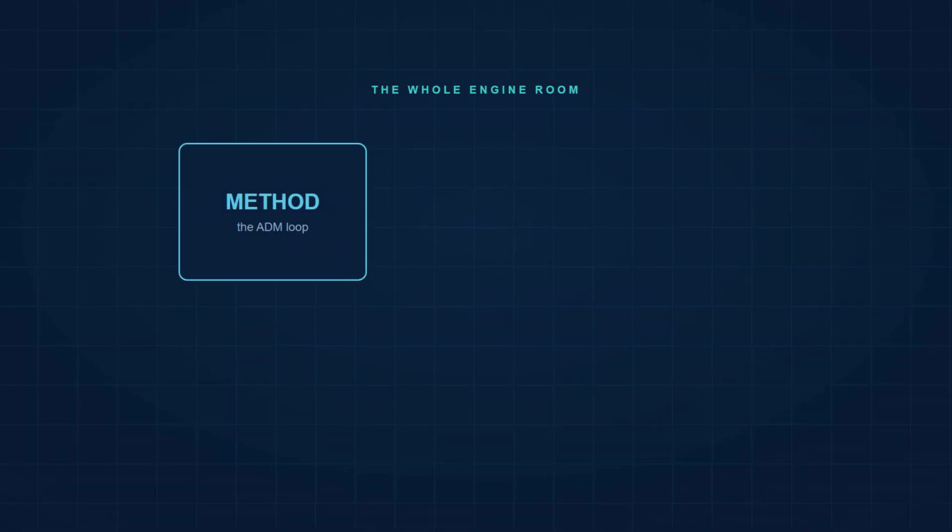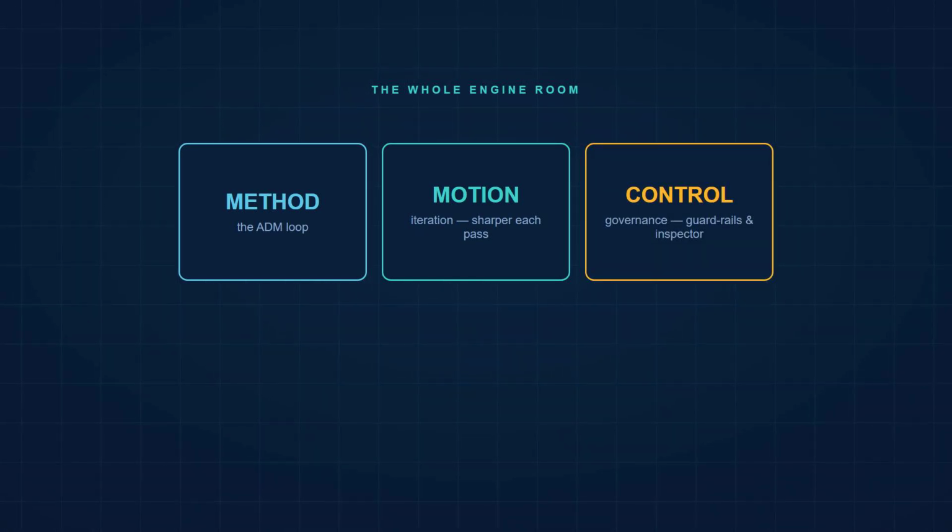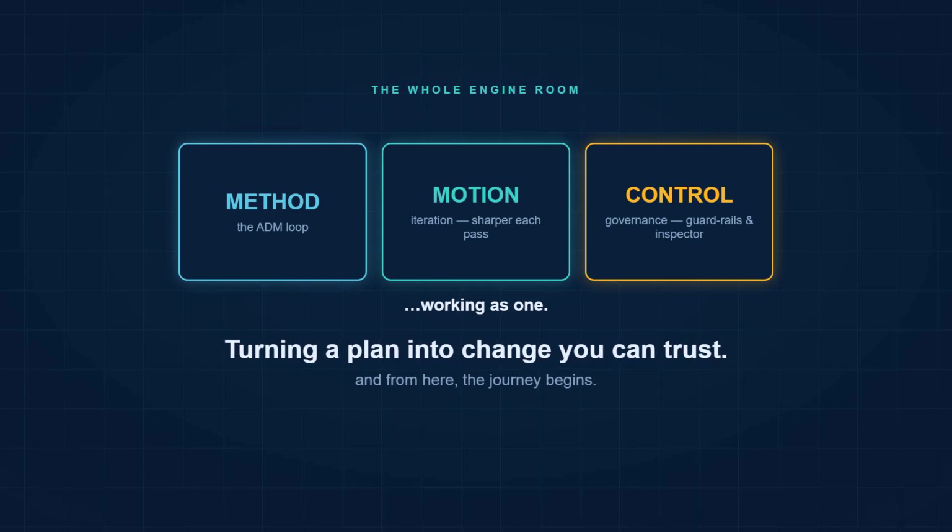So there's the whole engine room in one picture. The ADM is the looping method that carries an organization from where it is today to where it wants to be. Iteration lets it get sharper with every pass. And governance, the guardrails and the inspector, is what keeps all that motion safe, controlled, and pointed at what the business genuinely needs. Method, motion, and control, working as one. That's the real heart of how TOGAF turns a plan on paper into change you can trust. And from here, the real journey begins, walking those phases one by one.